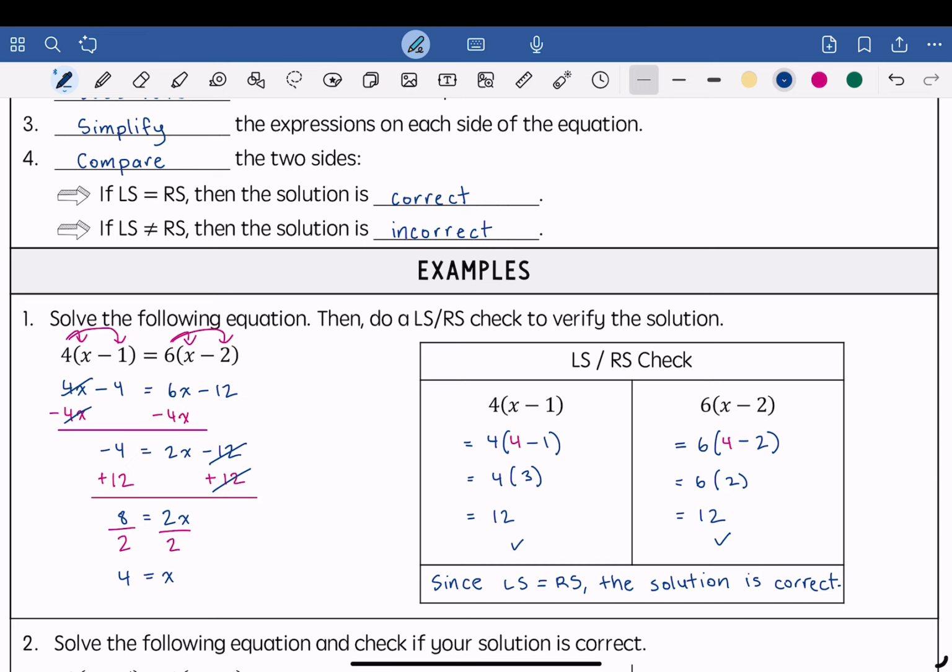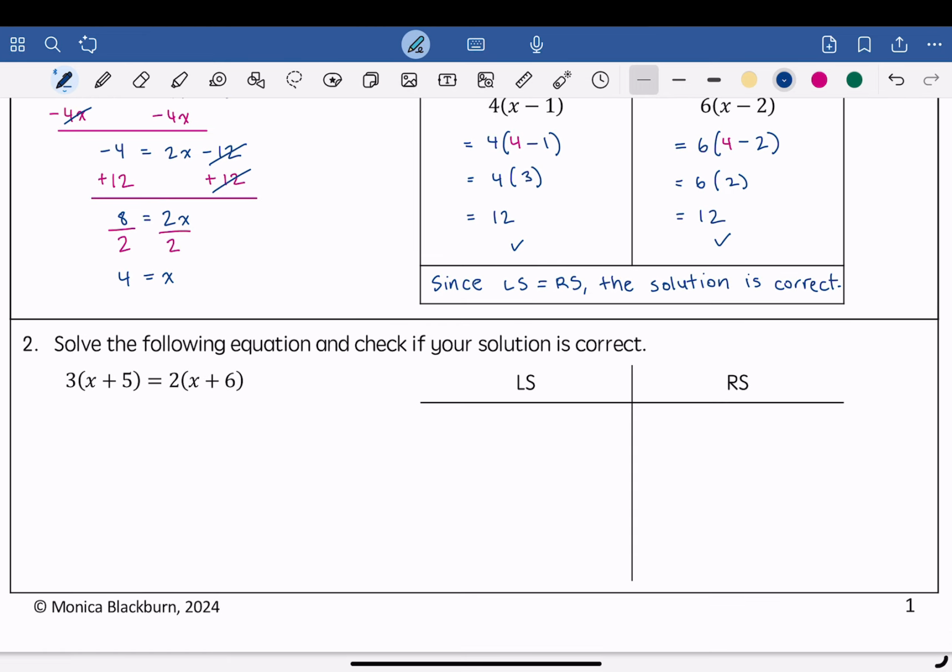Let's look at example 2. Solve the following equation and check if your solution is correct. So we have the equation here. I'm going to apply the distributive property to eliminate the parentheses first. So 3 times x is 3x. 3 times 5 is positive 15, which is equal to 2 times x. And 2 times positive 6 is positive 12.